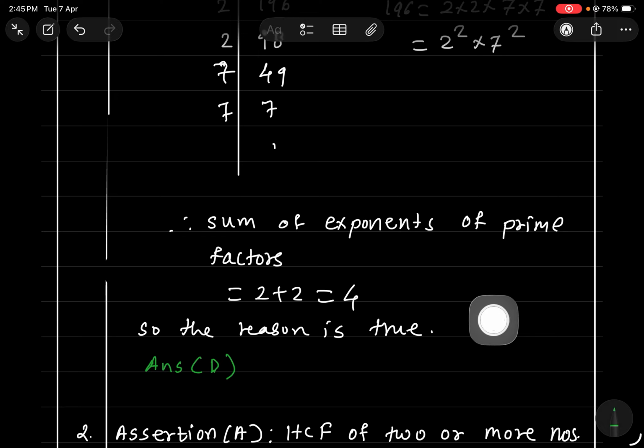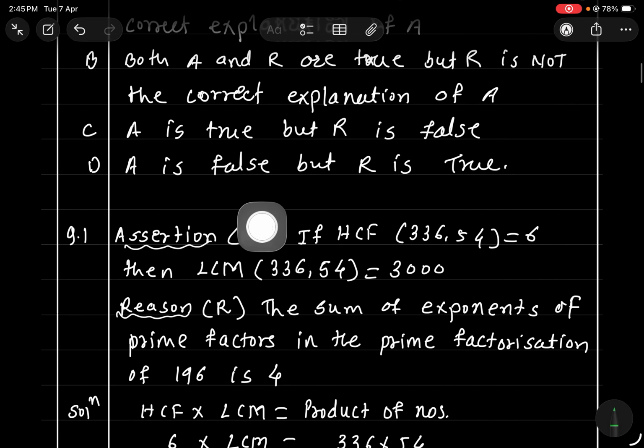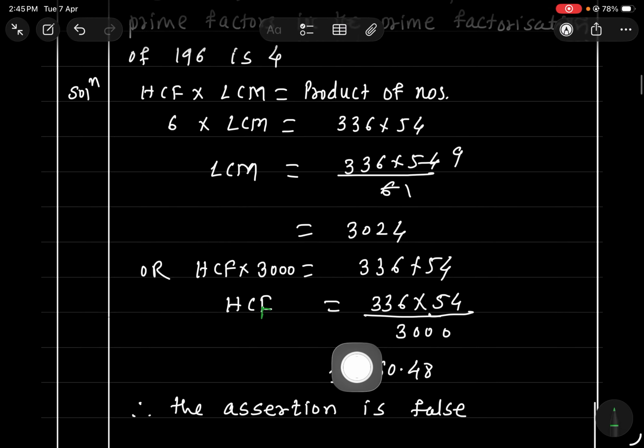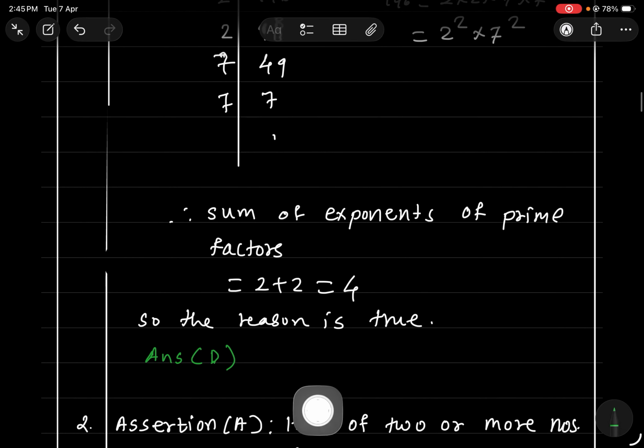Then we have to see the description of D. Here the assertion is wrong and the reason is true, and in option D it is given that A is false but R is true, so our option is D.